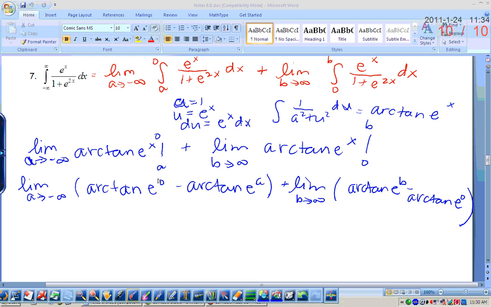What is e to the 0? 1. So what angle has a tangent of 1? Pi over 4. Minus e to the a as a approaches negative infinity would be like arctan of 1 over e to the infinity. Yeah, if a is approaching negative infinity, then I have e to the negative infinity, so 1 over e to the infinity, which is 0, and the arctan of 0 is 0.